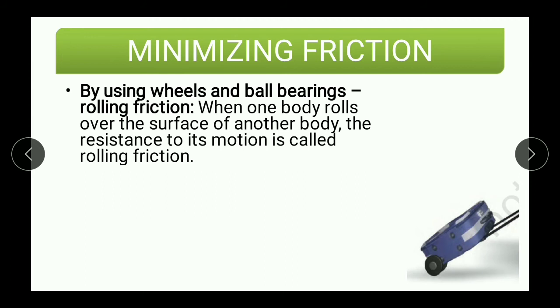Now, there are other methods of minimizing the friction. For example, we can use wheels and ball bearings to reduce friction. When one body rolls over the surface of another body, the resistance to its motion is called rolling friction. So these wheels offer a rolling friction, and rolling friction is always less than the sliding friction.